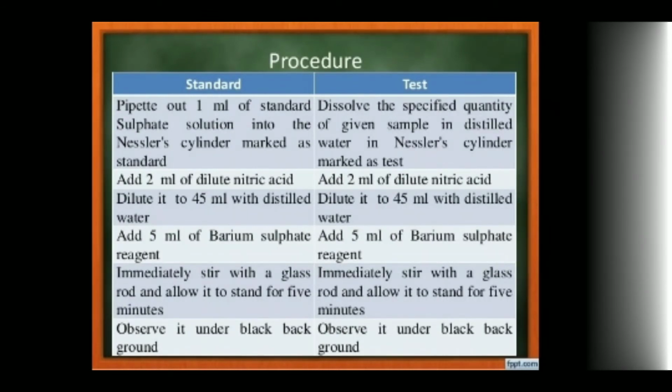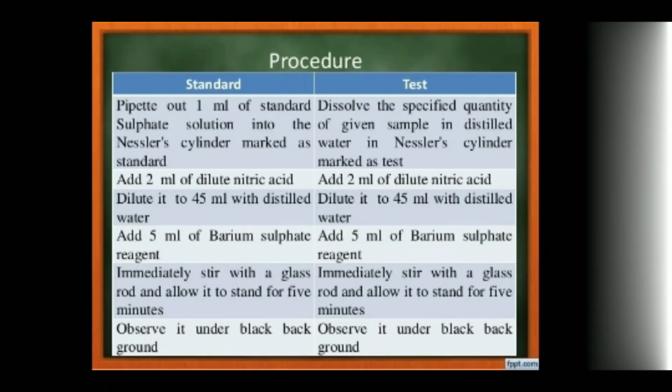Now first, for standard solution, pipette out 1 ml of standard sulfate solution into the Nessler cylinder marked as standard or S. Then add 2 ml of dilute nitric acid. Dilute it up to 45 ml with distilled water. Add 5 ml of barium sulfate reagent. Immediately stir with a glass rod and allow to stand for 5 minutes. And after that observe it under black background.